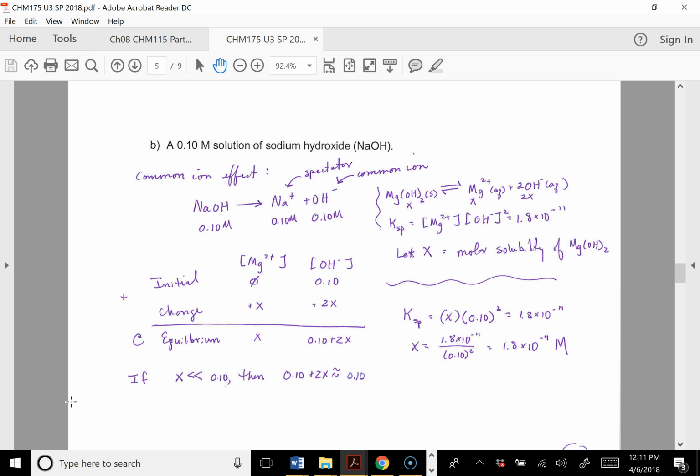Now when we plug in our equilibrium concentrations, we have X for our magnesium and 0.1 for our hydroxide. Don't forget that our hydroxide, we had to square it. So that's the square here, and we're after the same KSP. When we solve for our molar solubility X, we get 1.8 times 10 to the minus 9th. And again, you would expect it to be less soluble when you have the common ion there, which it is, compared to up above in the pure water.